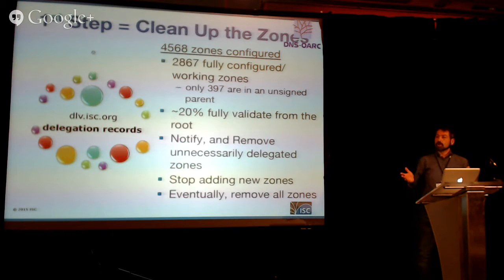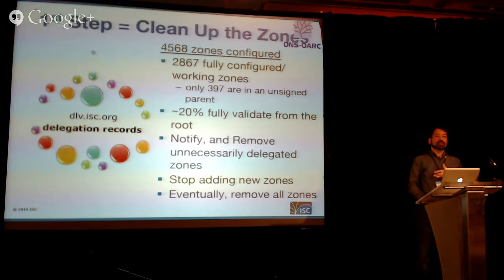The plan at this point, moving forward, is that we're going to start by cleaning up the zones. Currently, there are about 4,500 zones in the DLV. Of that, only about 2,800 are actually fully configured and working. The best part of that is only 400 of them that are in there have an unsigned parent. So everybody but 400 could potentially be properly signed up to the root. Currently, of those 4,500, 20% of them already fully validate. They just happen to be both in DLV and signed up to the root.